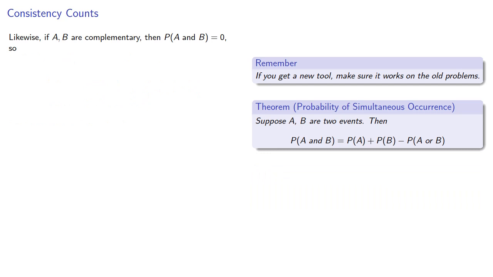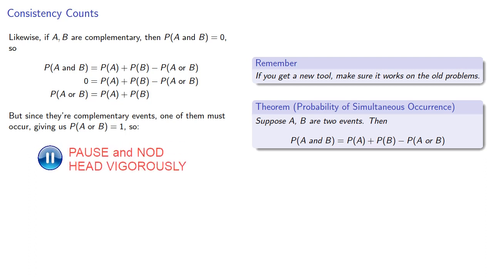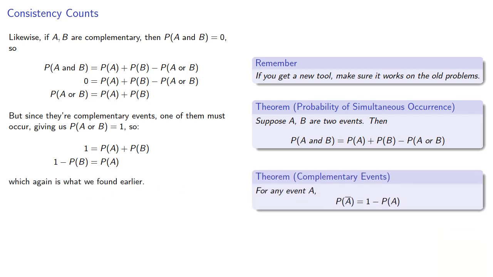Likewise, if A and B are complementary, then again, the probability they both occur is going to be zero. So we find... But since they're complementary events, one of them must occur, giving us the probability of either A or B equal to 1. And so we find... Which is what we found earlier.